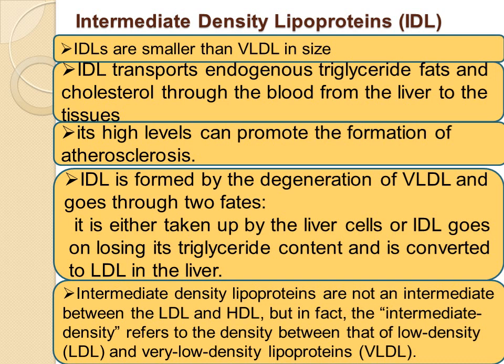Intermediate density lipoprotein is formed by the degradation of very low density lipoprotein and goes through two phases. إذا ينشأ من degradation of very low density lipoprotein وله مصيرين، either it will be taken by the liver cells or the intermediate density lipoprotein will go on losing its triglyceride، يفقد الترايغليسيرايد ويتحول إلى low density lipoprotein in the liver. The intermediate density lipoprotein is not intermediate between low density and high density lipoprotein, but it is intermediate between low density lipoprotein and very low density lipoprotein.